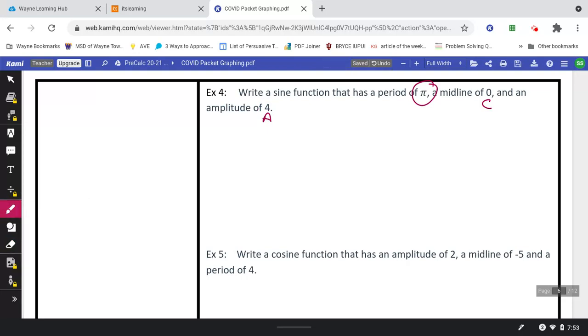So come off to the side, find b. 2 pi over b equals pi, and I'll put that over 1. Cross multiply. Cancel out the pi's, and notice how b is already by itself. That means you're done. B equals 2.